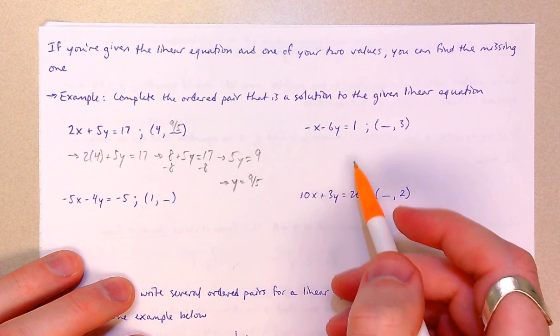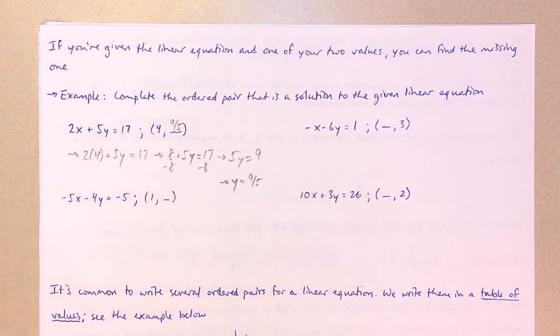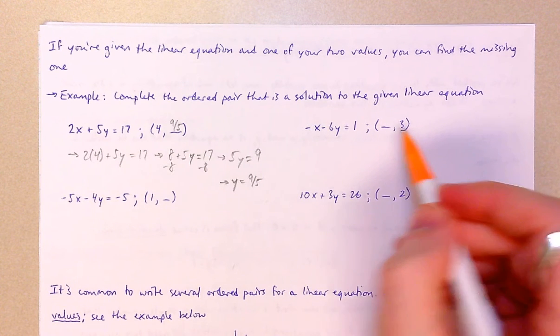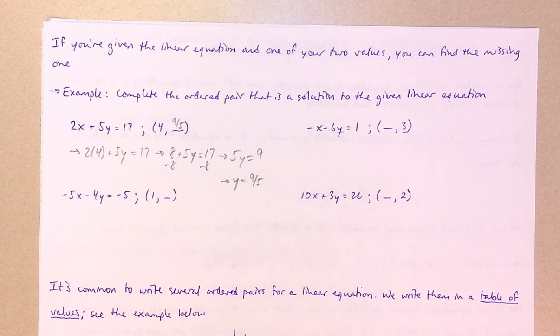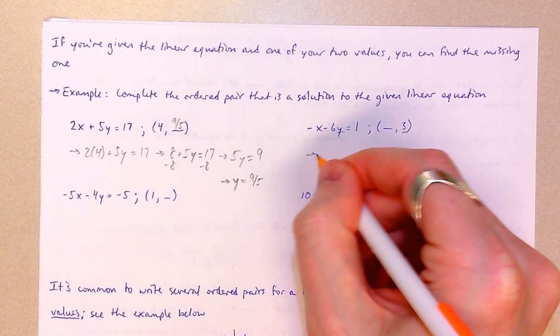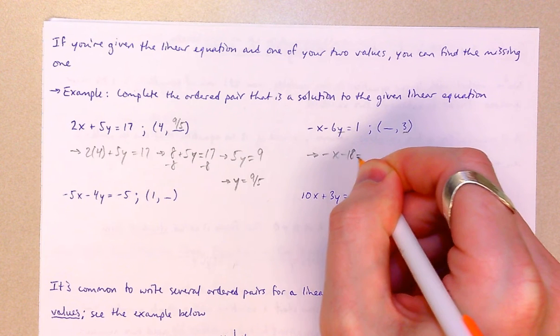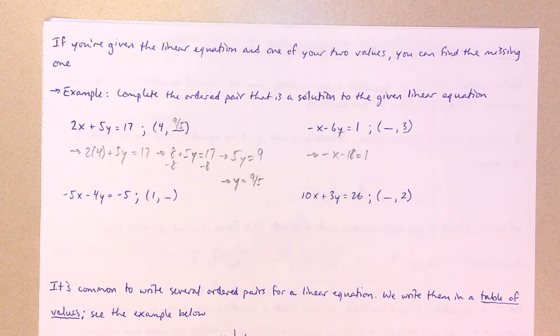Moving on to our next one here, negative x minus 6y is equal to positive 1. And I know that in my ordered pair, in my solution, my y value is going to be 3. So let's make that substitution. And when we do that, we'll get a linear equation now in one variable. If I substitute 3 in for y, and I do minus 6 times 3, that's going to give me minus 18. And that gives us negative x minus 18 is equal to positive 1.